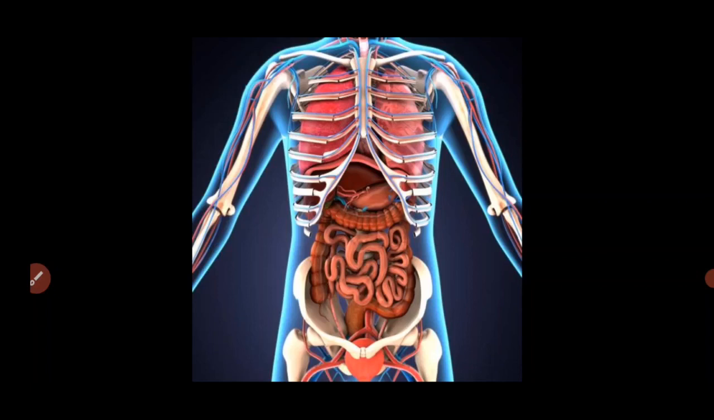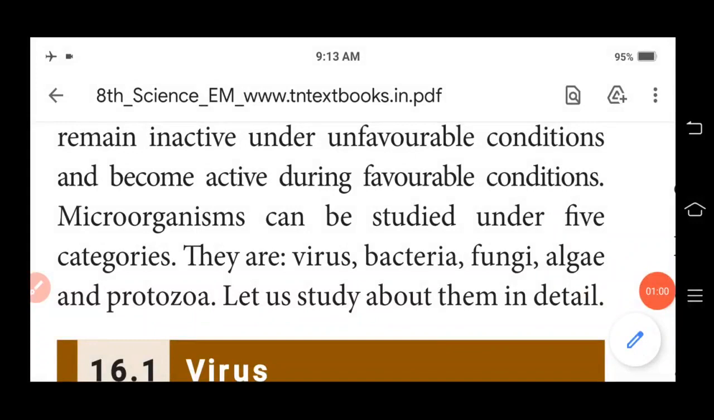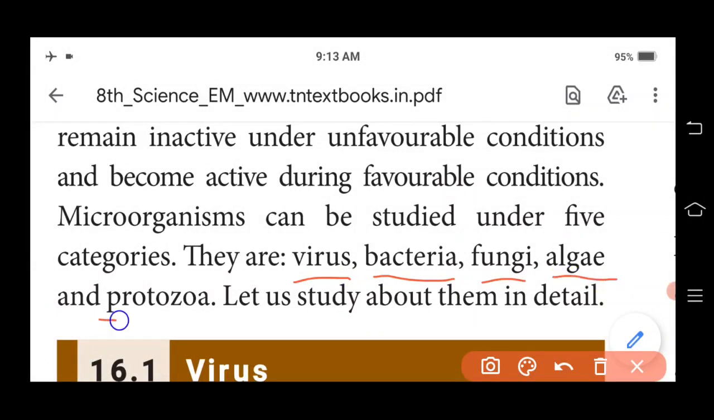Microorganisms can be studied under 5 categories. They are virus, bacteria, fungi, algae and protozoa. So let us study about them in detail.